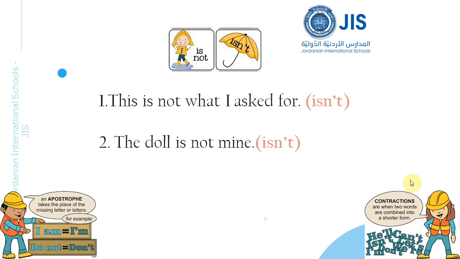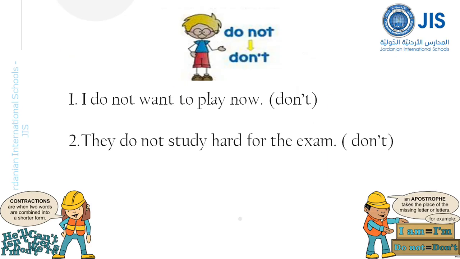All right, now after we understood the idea of contraction and that we have to add the apostrophe, we come to the last contraction today, which is do not. Of course, when we combine do not together, we come up with a new word, which is don't. Instead of saying do not, I say don't. Now, what do I do? I always remove the O and I put an apostrophe instead. Okay, so it becomes don't.